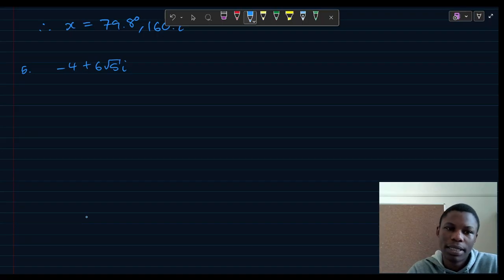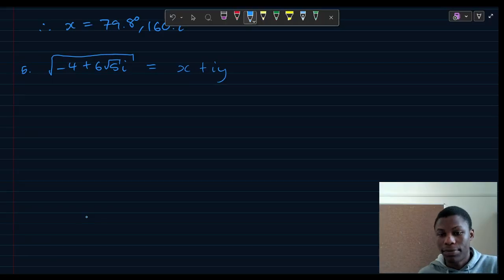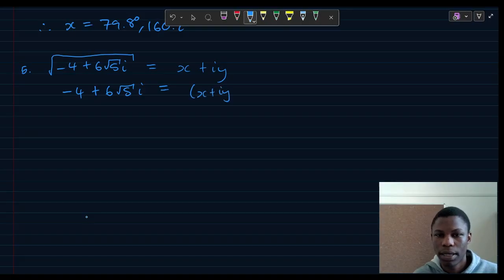Okay, so the square roots of a complex number can be expressed in the form x plus iy, as they have mentioned, right? So we're going to use this to help us to find what x and y are, and therefore the square root. What we can do is to start off by squaring both sides. If you square the left-hand side, it gets rid of the square root sign, so we've just got negative 4 plus 6 root 5i. If you square the right-hand side, we've got x plus iy squared.